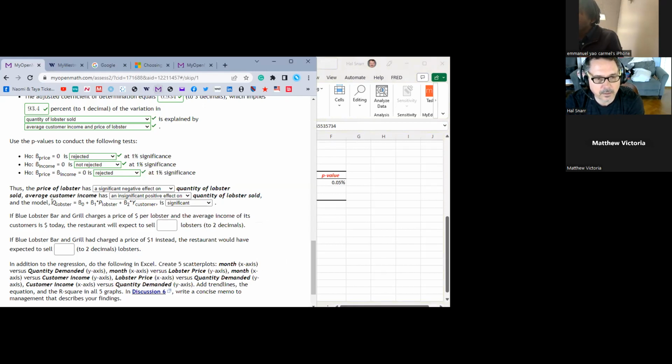And then the model is the quantity of lobster equal to the intercept plus the slope of the price of lobster times the price of lobster plus the slope of customer income times customer income. So this is the model. And this last hypothesis says that the model is significant, right? Now I'm going to put you on pause and I'm going to fix the error in the problem.